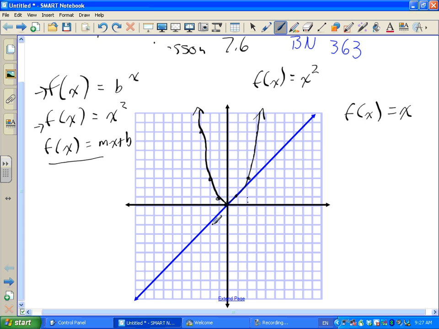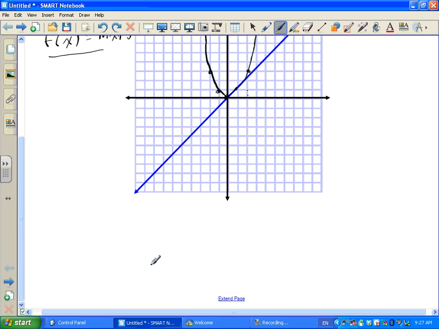So we have f of x is equal to x, f of x is equal to x squared, and what we're dealing with today is drawing an exponential function. An exponential function is also known as an asymptote. Okay? So I want you guys to write this down. You're going to have to get the definition of this word as soon as I figure out how to spell it. There it is.